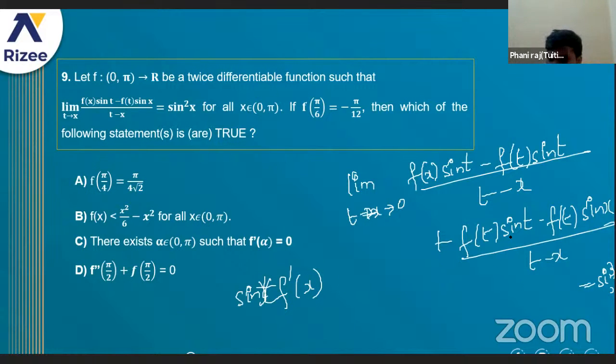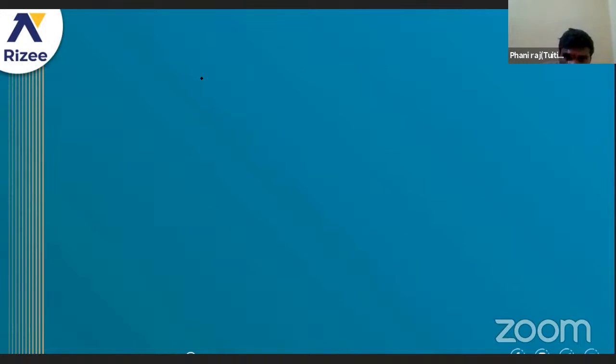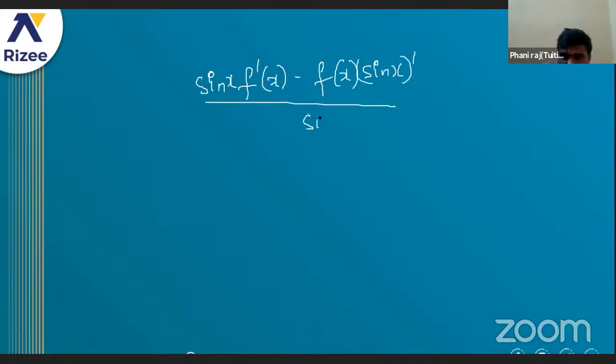Now you put this as, okay, f of t sin x minus f of t sin t. So this will be minus sin x derivative times f of x. This is equal to sin square x. Divide by sin square x on both sides. I'll tell you why you are doing it. So now if you divide, what do you get? Sin x into f dash of x minus f of x into sin x derivative by sin square x. This is equal to 1.